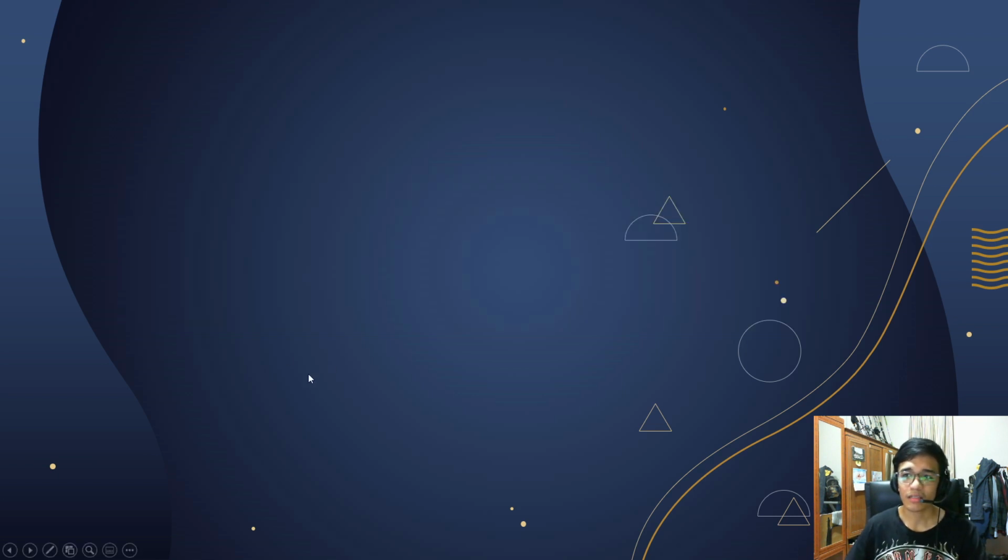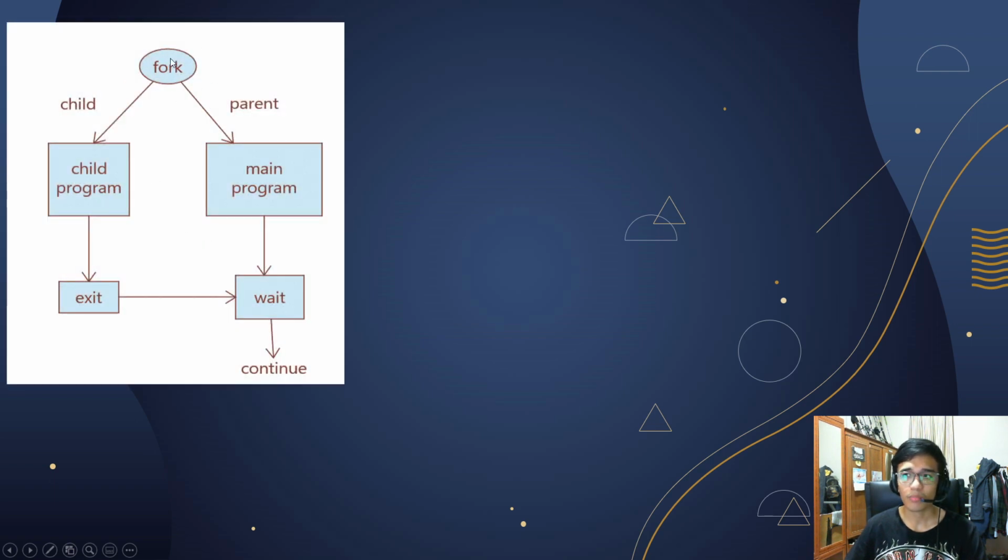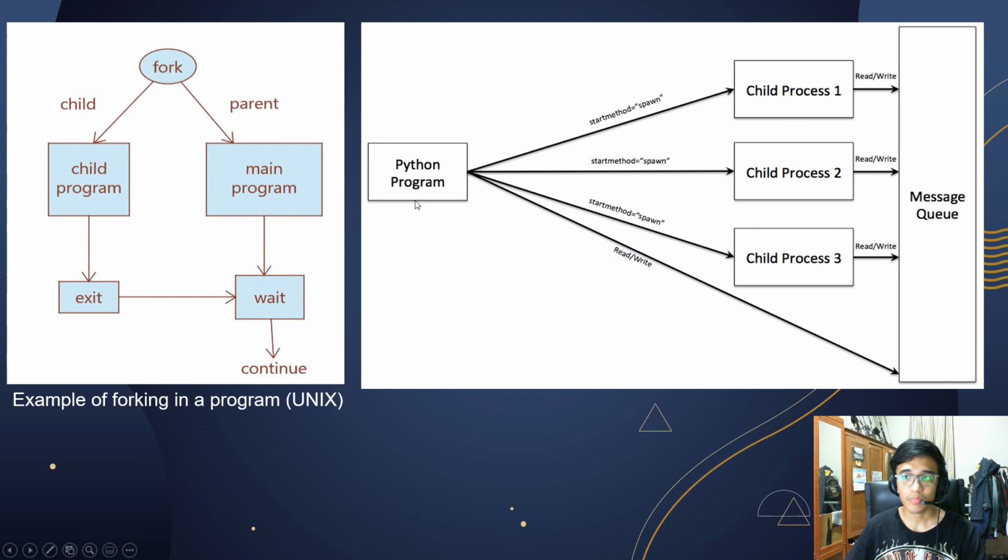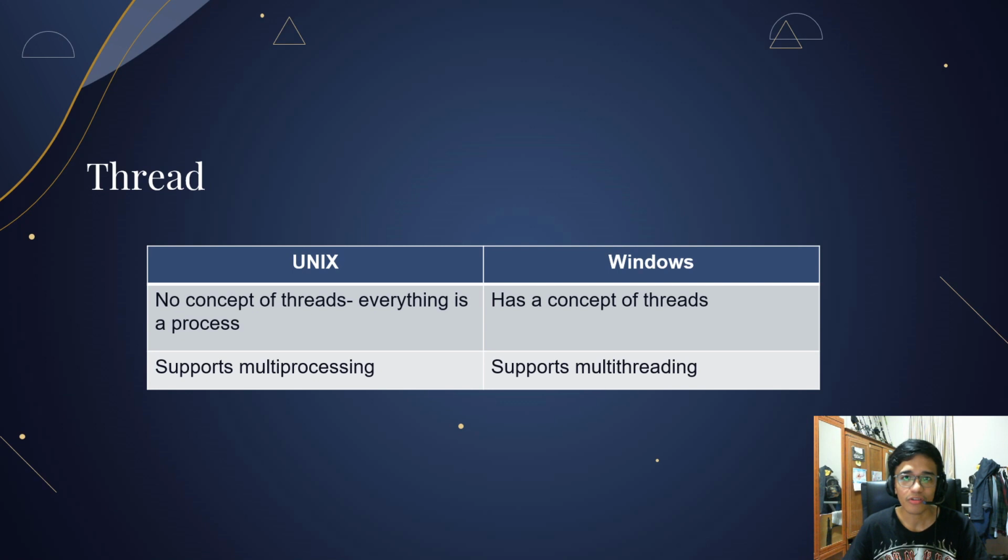We can see this in the pictures. When you fork a process, there goes a parent process and then there goes a child process. And in spawning from Windows, you can just spawn 3 different processes, and then you have 3 child processes. For threads, Unix does not have a concept of threads. It just treats threads as a process, and everything is just an executable task. Meanwhile, Windows has a concept of threads. Unix supports multiprocessing and Windows supports multithreading.